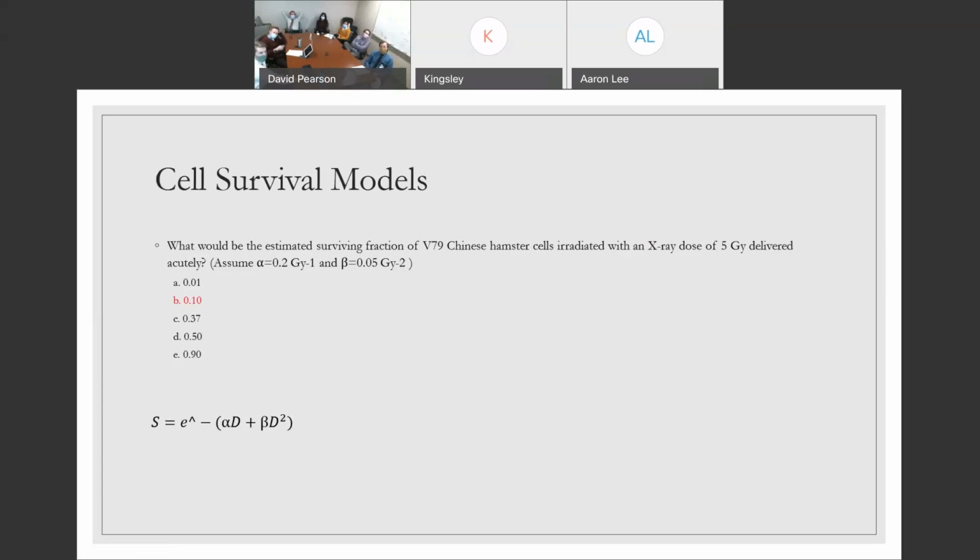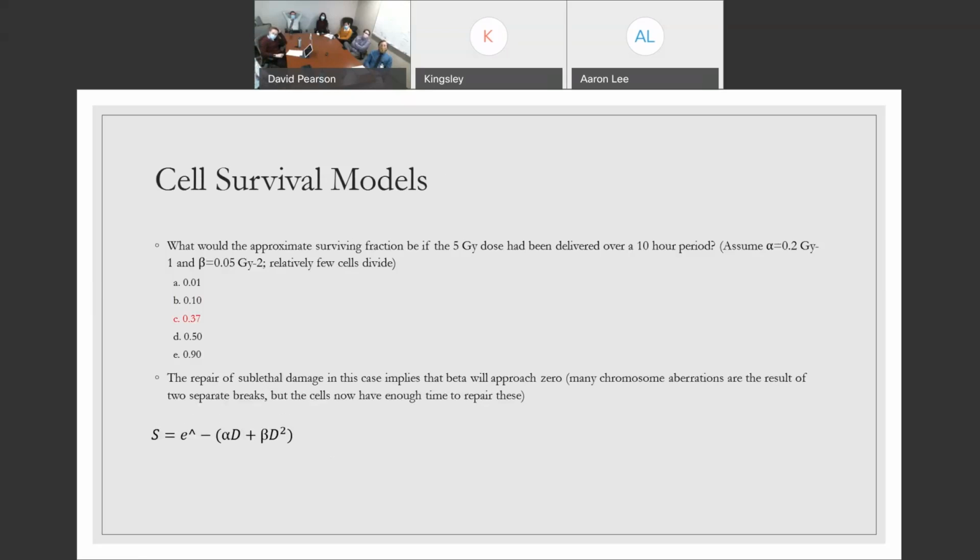A little interesting nuance for the next question. Same dose, but instead of delivered acutely, it's delivered over a 10-hour period. How would this be different? The Astro Guide says the repair of sublethal damage in this case implies that beta will approach 0. Many chromosome aberrations are the result of 2 separate breaks, but the cells now have enough time to repair these before the damage gets too bad.